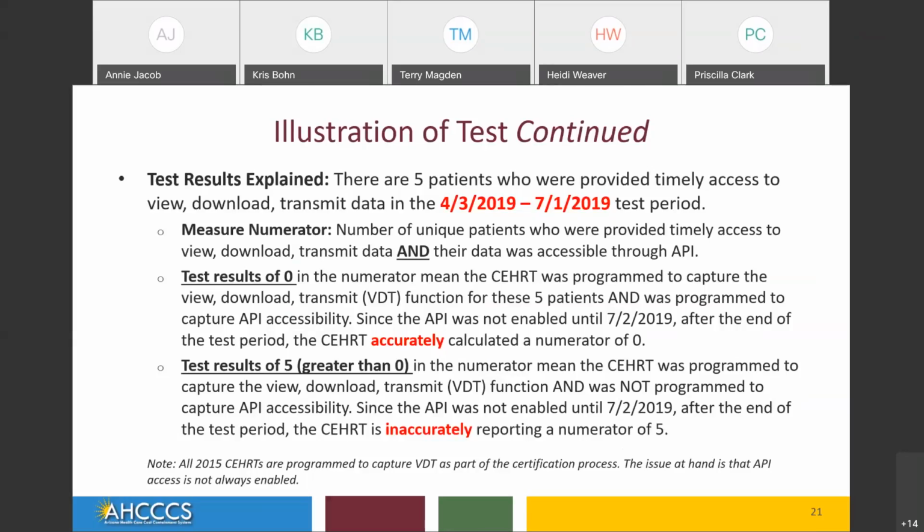If your percentage-based report shows test results of 5, which is greater than 0 in the numerator, that means the Cert was programmed to capture the view, download, transmit function and was not programmed to capture API accessibility. Since the API was not enabled until July 2nd, which is after the end of the test period, the Cert is inaccurately reporting a numerator of 5. So you will use this test to determine when your API was enabled and if your percentage-based report pulled from the Cert was tracking whether those patients had API access.